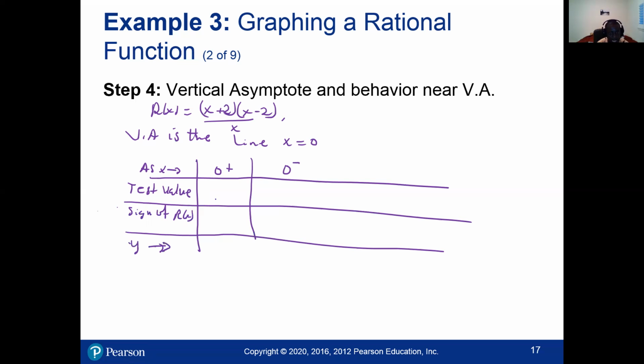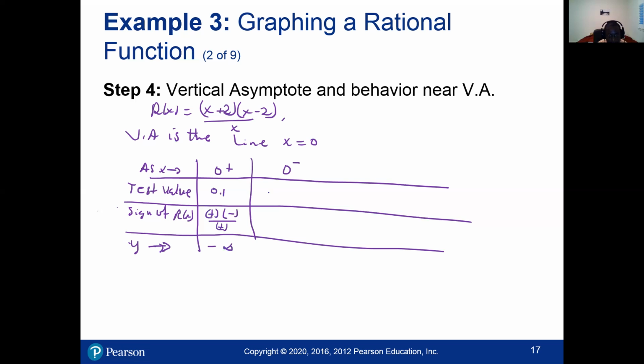Again, if I use a very small value like 0.1, the numerator, 0.1 plus 2, is positive. Then 0.1 minus 2 is negative. And 0.1 is positive, so the denominator is positive. So this goes to negative infinity. In fact, it gets smaller, but negatively.